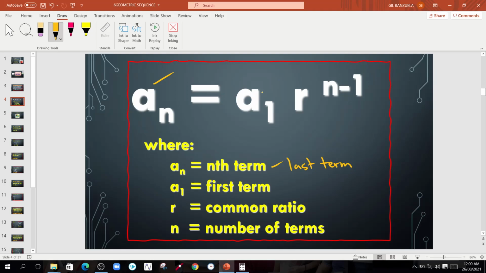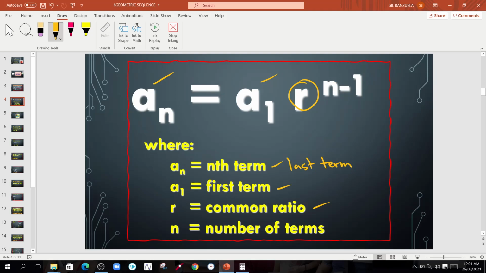And we are very familiar with a sub 1. That is the first term. The same pa rin sa arithmetic sequence, yung a sub n natin, that is the last term or nth term, yung a sub 1 natin, that is the first term. Ito yung bago, yung r. That is the common ratio. In arithmetic sequence we have a common difference, represented by small letter d. And this time, we have the common ratio, represented by small letter r.